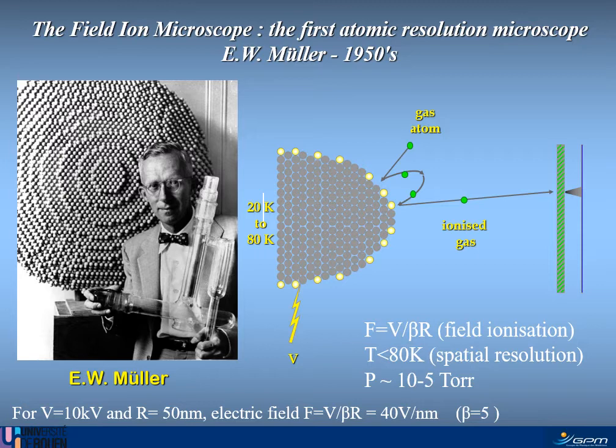And so imagine that you got a tip like this. These are atoms. And so you apply a high voltage, let's say 10 kilovolt, and the tip radius is 50 nanometers, so you will be able to produce an electric field close to 40 volts per nanometer. And with this high electric field, you will be able to ionize a gas atom, a gas composed of, for instance, helium, neon, or argon.